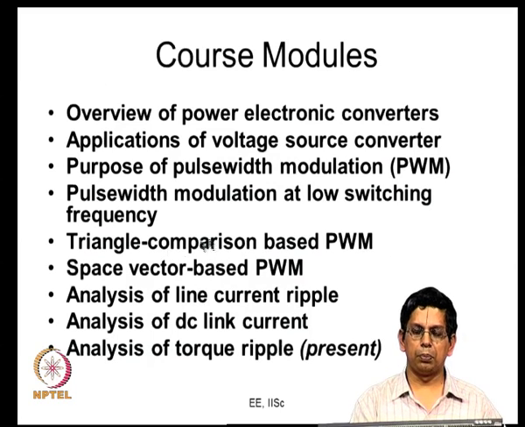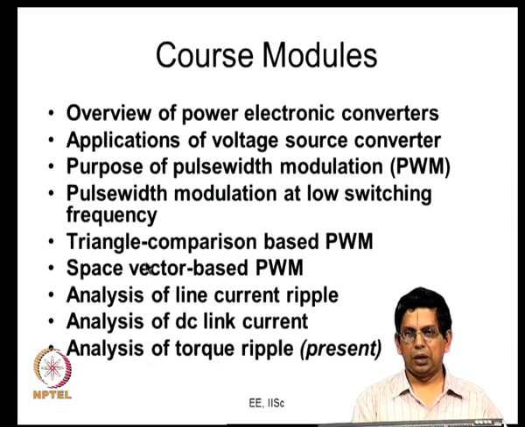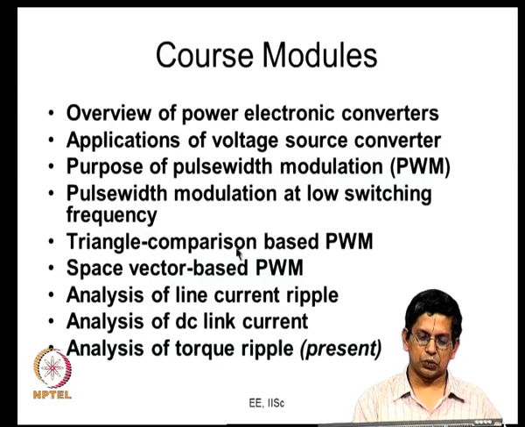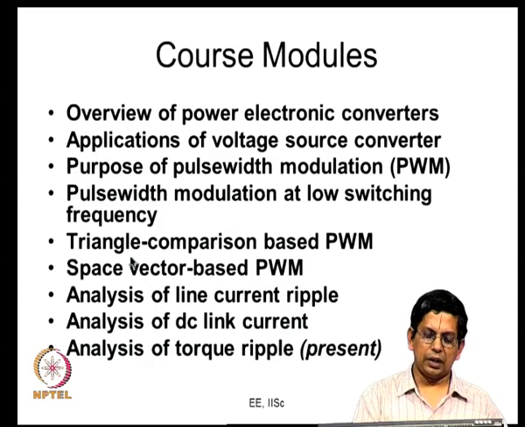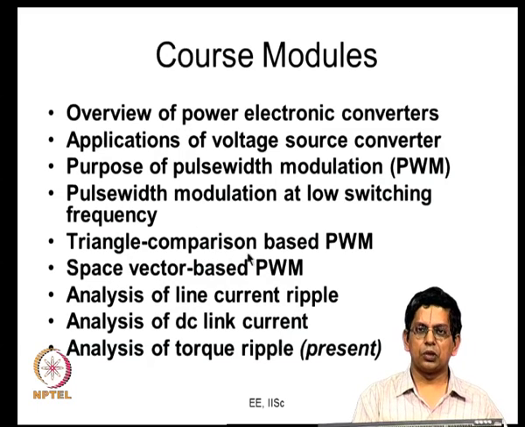And then there are the high frequency PWM methods. That is when the switching frequency is much higher than the modulation frequency, the fundamental frequency. Let us say the fundamental frequency is 50 hertz, but the switching frequency is a few kilohertz. In such cases you use the triangle comparison method or the space vector based PWM method. In triangle comparison you have things like sine triangle PWM, third harmonic injection, etc., in continuous and discontinuous PWM methods. In space vector you would normally use conventional space vector and bus clamping PWM methods.